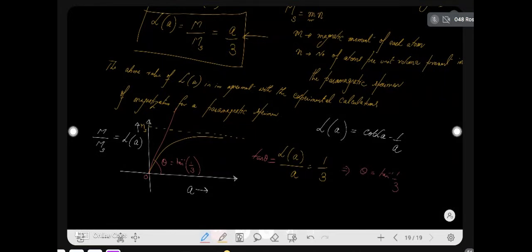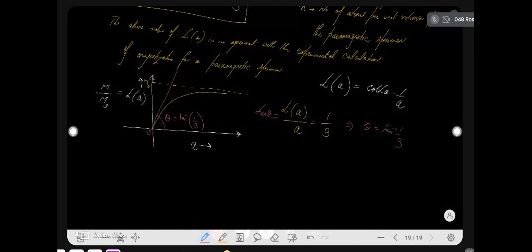Y is equal to mx, with slope a by 3, so y is equal to x divided by 3. So it's a straight line curve passing through the origin. There is no y-intercept. So it's something which is passing through the origin. So this is the condition of the paramagnetic situation.